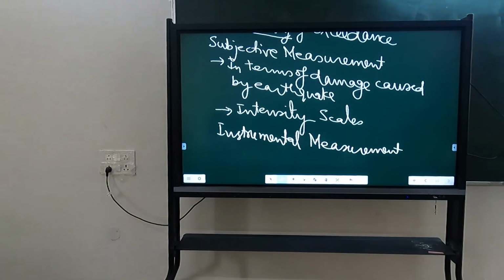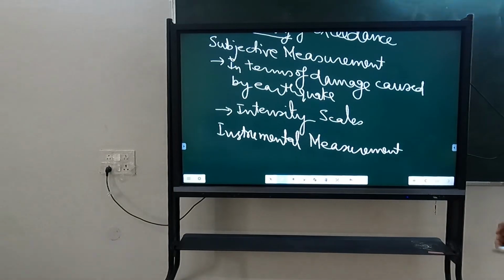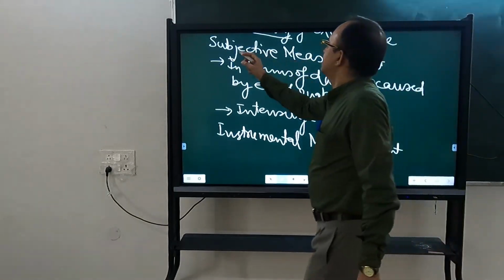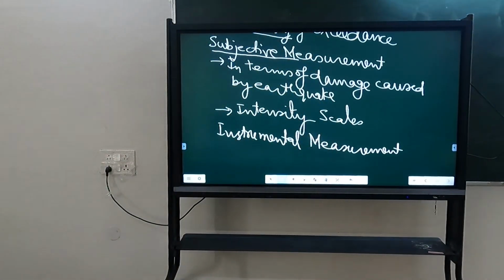What can we do? For example, an earthquake occurred in Turkey. You have seen a lot of damage. It's not that every 100 meters there is an instrument. You can't do that. So instruments will be only at a few locations, and there will be some locations where there is no instrument. What are we going to do at those locations? We don't have any other option than going for subjective measurement. We started this subjective measurement when instruments were not there, but now also we are using it wherever instruments are not available.